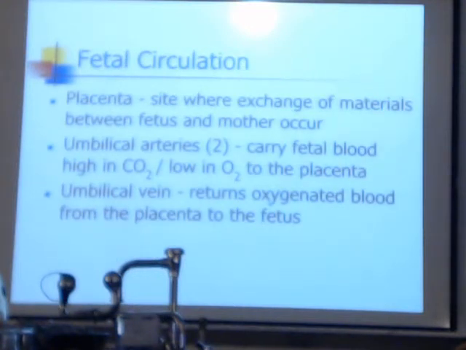Here's what I want you to know about fetal circulation. I want you to know that a fetus gets all of its nutrition and all of its oxygen from the umbilical cord that is attached to the placenta. It gets all of its nutrition and oxygen from the mother, and all the waste is removed from the baby by the mother.